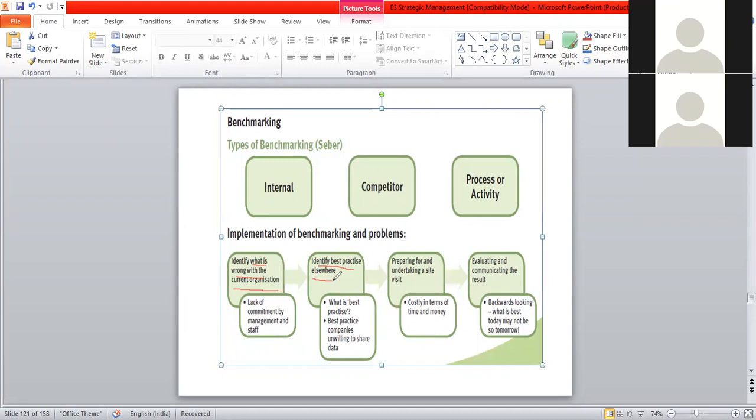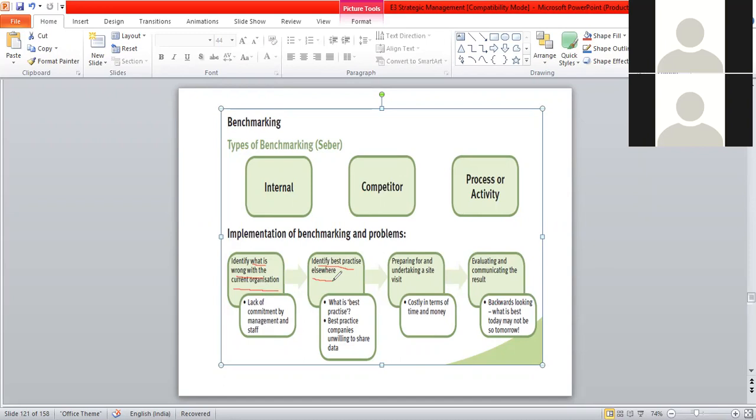If there is something wrong, if they are not able to achieve their profitability, if they are not able to achieve cost cutting or cost reduction, if they are not able to cut down on their wastages and scrap, if their employees are not motivated towards working. So if there is a problem, first identify that problem. Also identify if someone else is able to achieve that. So identify best practice elsewhere.